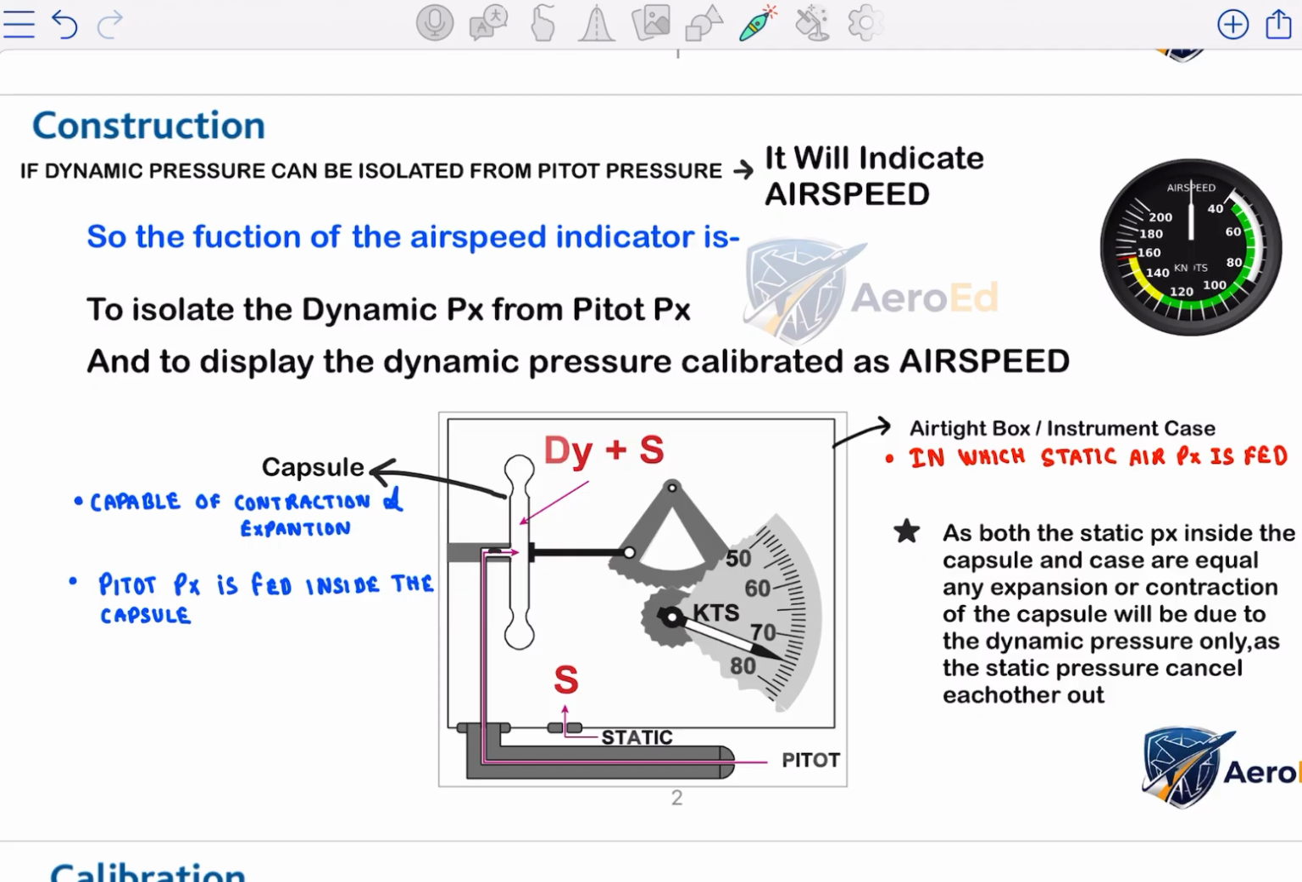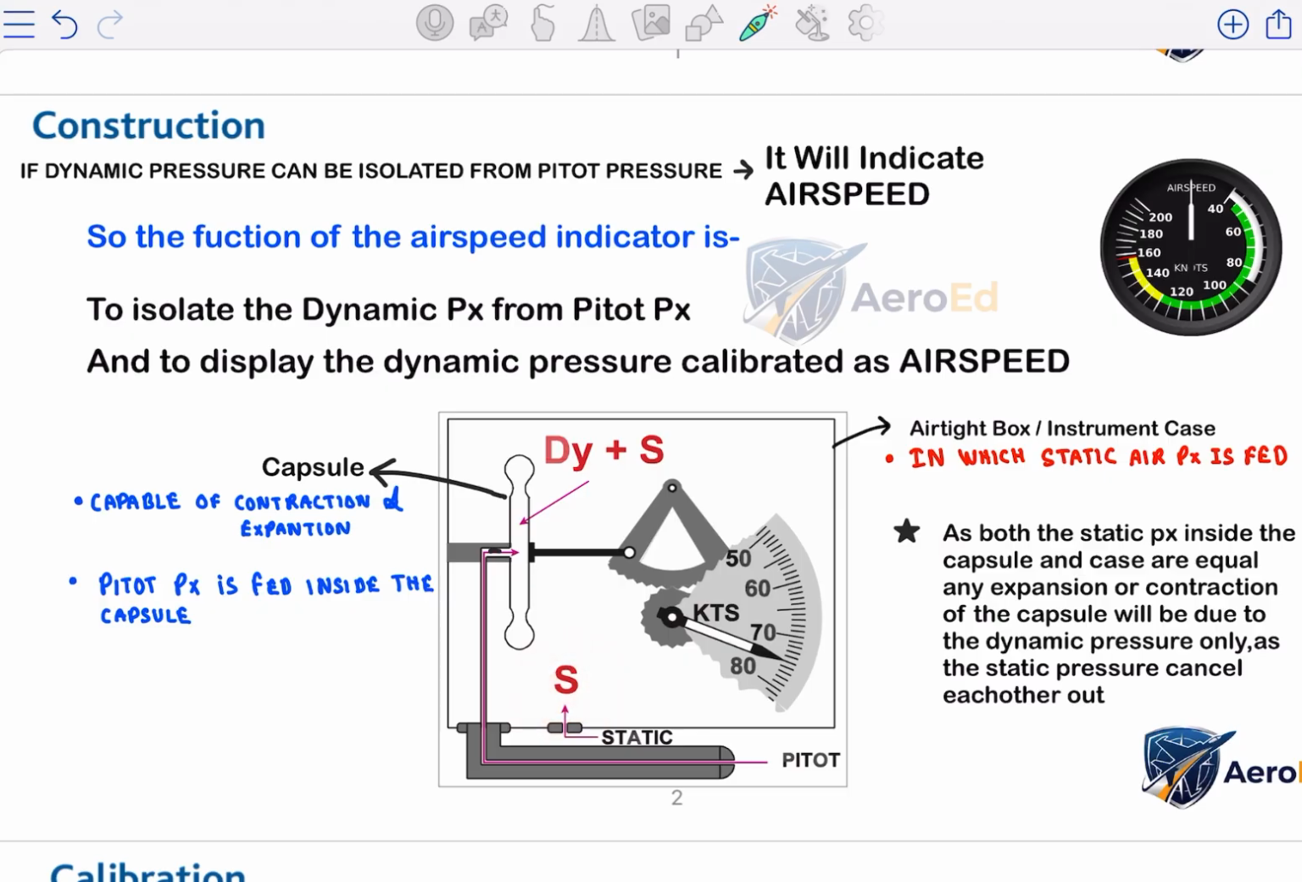We will look at two things: one is the instrument case and the other is the capsule. In the capsule, pitot pressure is fed, meaning dynamic pressure plus static pressure is fed. When the pitot pressure increases, the capsule expands, and when the pitot pressure is reduced, the capsule contracts. And in the instrument case, static pressure is fed.